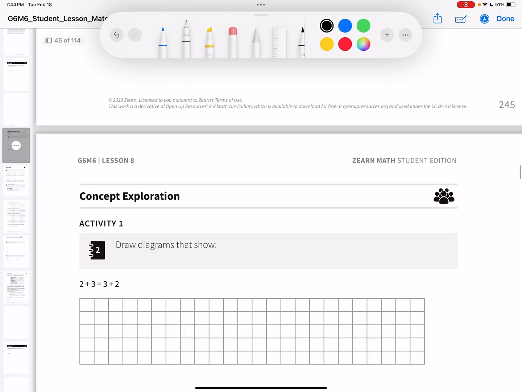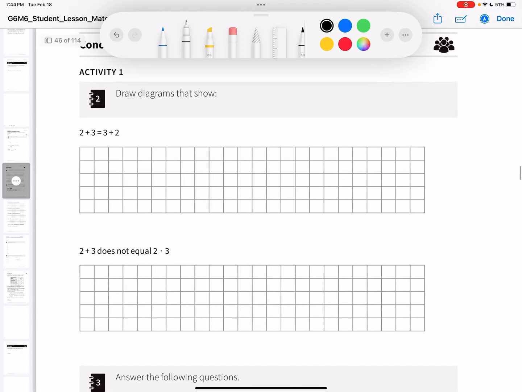Okay. All right, draw diagrams that show. Here we go. So we have 2 plus 3. So I have 2 plus 3, 1, 2, 3, and 3, 1, 2, 3, plus 2, just like that. So this is my 2, this is my 3. 3 plus 2 and 2 plus 3 are always going to be equal because they start and end at the same spot. That always works, okay?